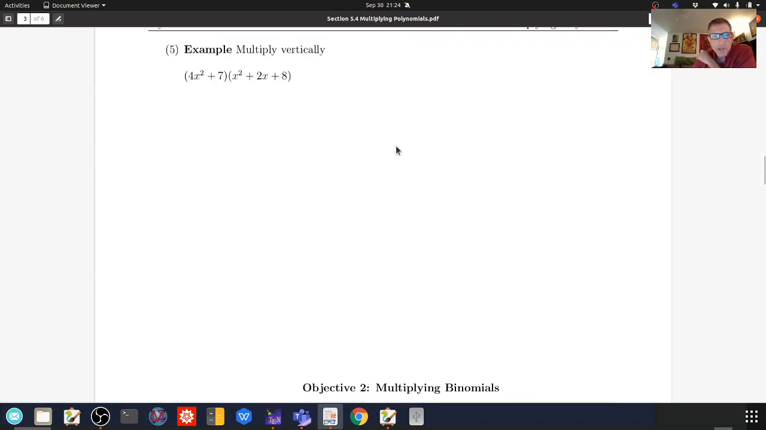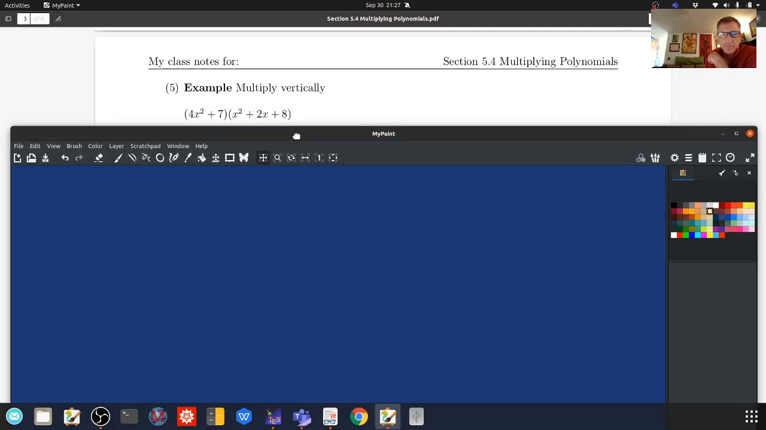So multiply vertically. We're going to multiply vertically. So what we're going to do is we're going to put, and you don't have to do this. This really helps some people.